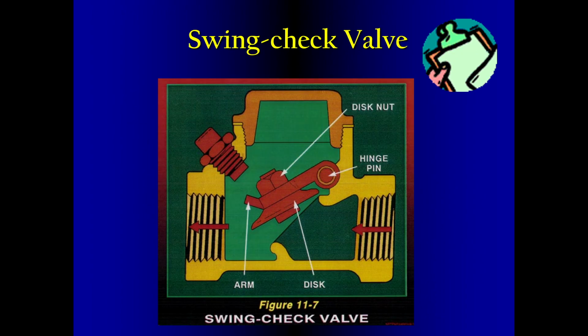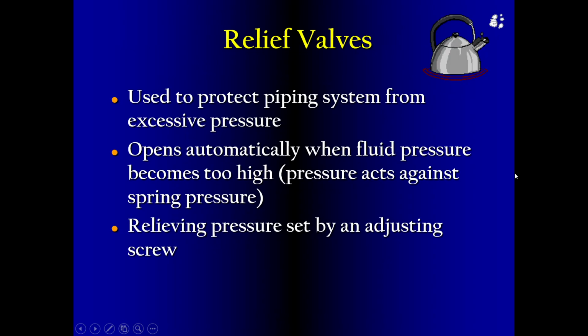Then here we can see the construction of the swing check valve. Okay, so the disc is attached, a pin is attached, and a disc nut is attached to the disc for supporting and holding. Then the arm is there. Then we can see the relief valve.